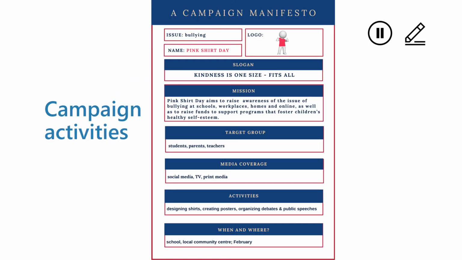And this is an example of a campaign manifesto for the issue of bullying designed as a worksheet in Canva. Make something similar. As previously mentioned, you can also design an infographic or a brochure. Have fun organizing your campaign.